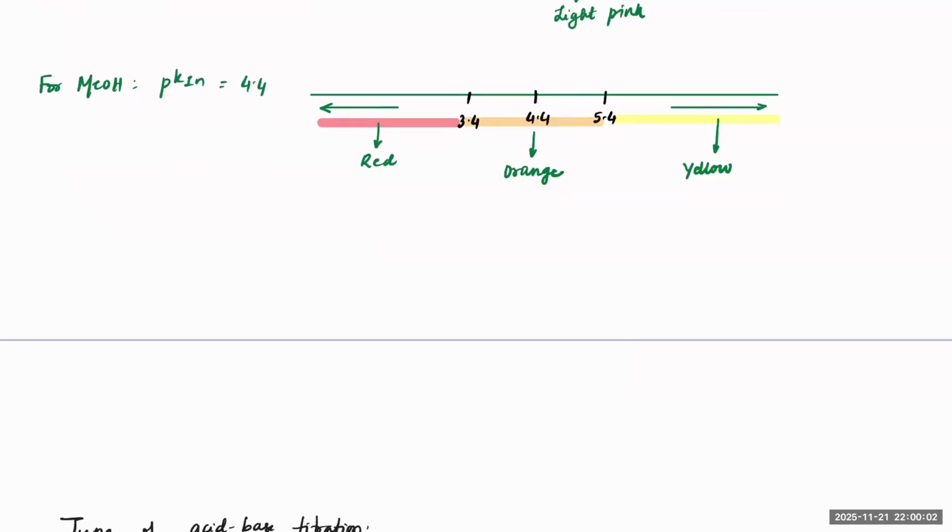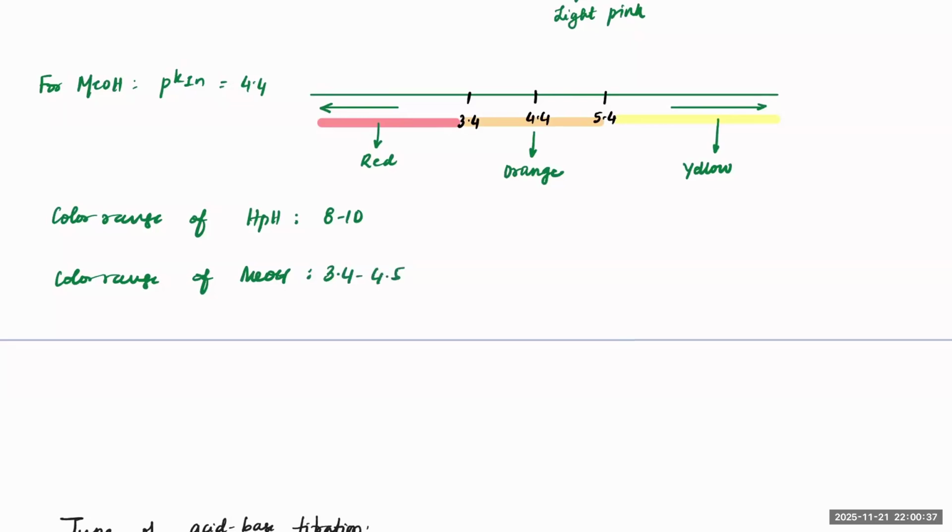So using this information, I can say the color range of phenolphthalein, HPh, is between 8 to 10. And the color range of methyl orange is around 3.4 to 4.5.